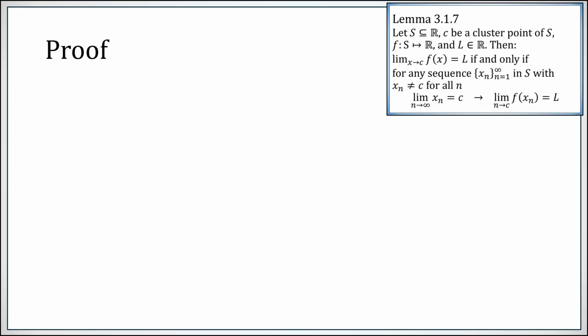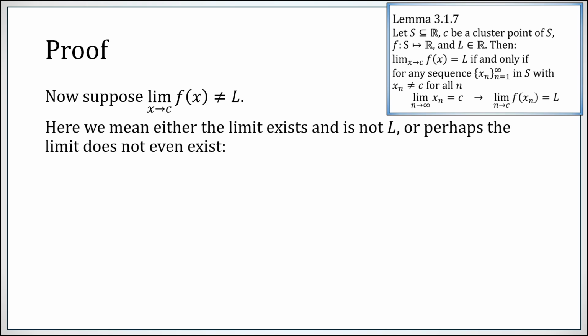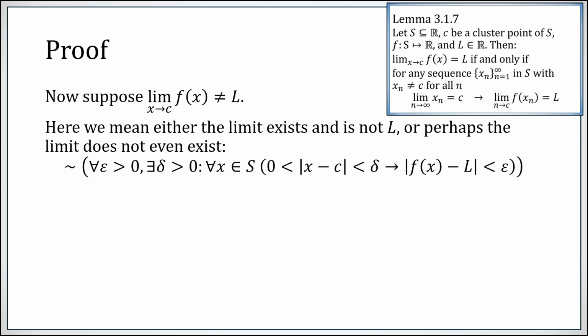Which does mean we now have to prove the other direction of this proof. We're going to do it by assuming that the limit as x approaches C of f of x is not L, and deriving that this claim does not hold. Now, by saying the limit isn't L, that could mean two things. Maybe the limit exists and is something else, or maybe the limit doesn't even exist. But really all we have to do is negate the entire definition that the limit as x approaches C of f of x is equal to L. If it's not L, then this definition is simply negated.